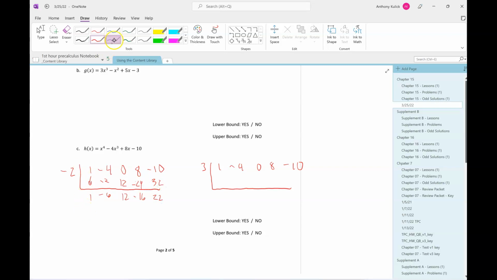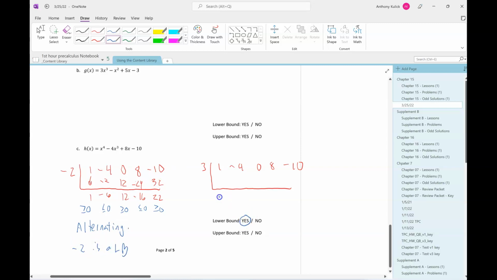So I have here non-negative, non-positive, non-negative, non-positive, non-negative, since those are alternating. That means -2 is a lower bound. So I'll say yes. And we'll do the same thing now with the next one.